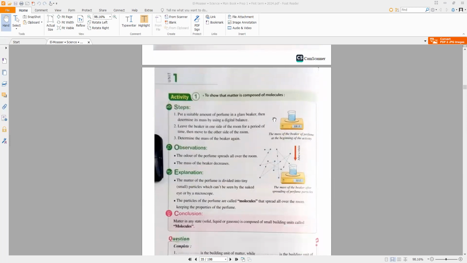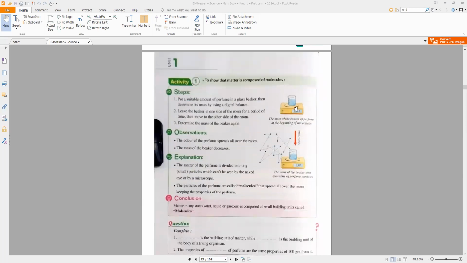To prove that matter is composed of molecules, suppose you have a beaker containing a perfume. Before this activity, if you measure the mass of this beaker containing the perfume, you will find the mass is 100 gram. After this, you will put this beaker in one side of the room.